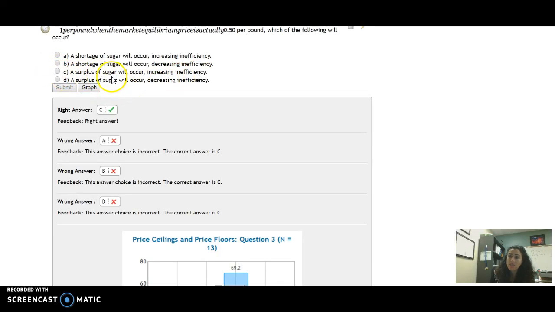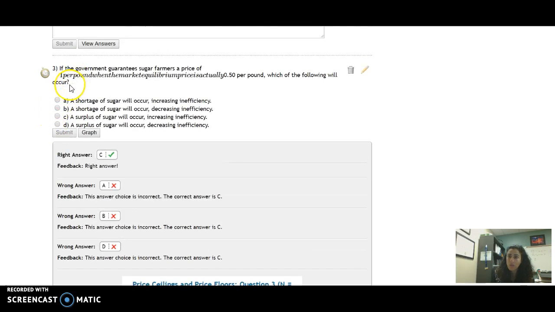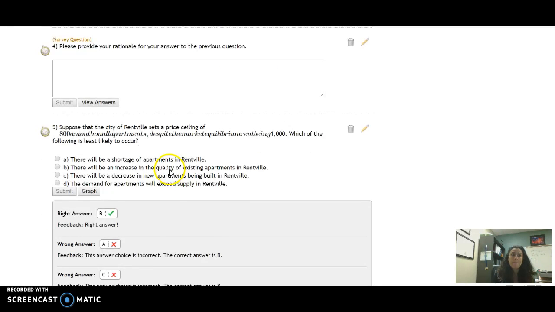We will have a surplus, meaning the quantity supplied, the quantity produced, will be greater than the quantity demanded at that price, and it will increase inefficiencies because the most efficient point is equilibrium. So the correct answer is C. Shortage means that the quantity demanded is greater than the quantity supplied. But when you have a price floor and give producers a higher price, they will produce more and we will have a surplus, not a shortage.